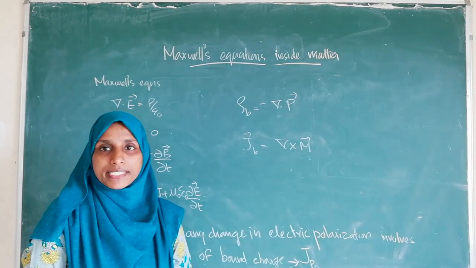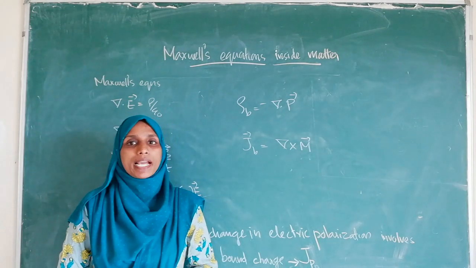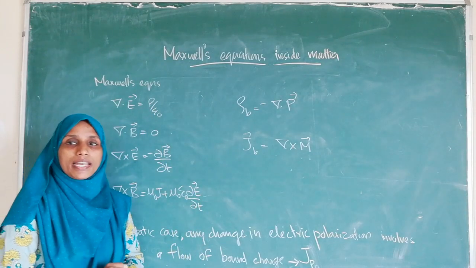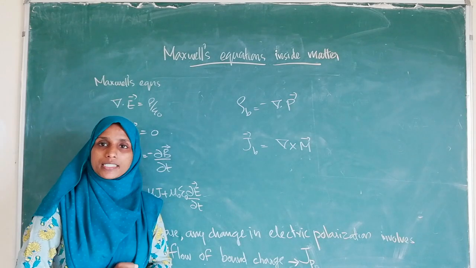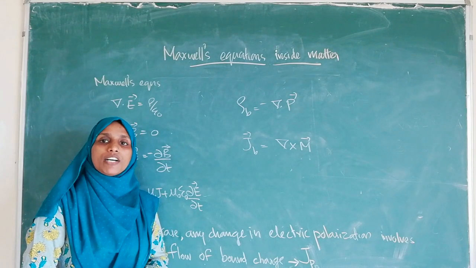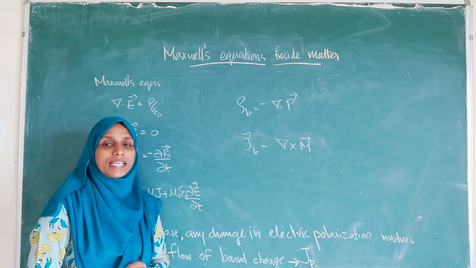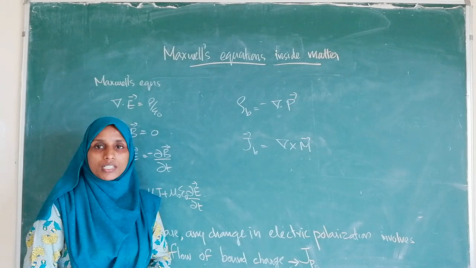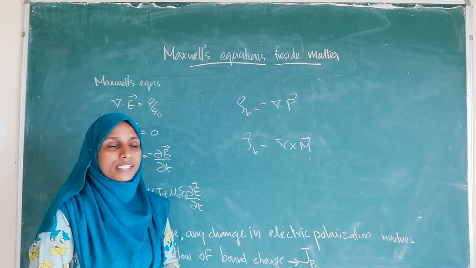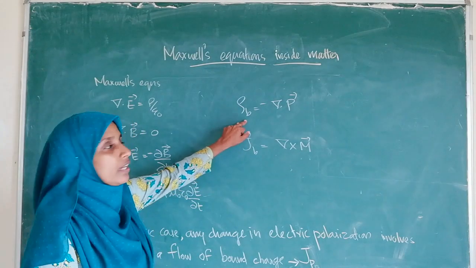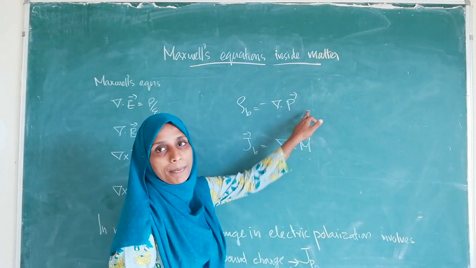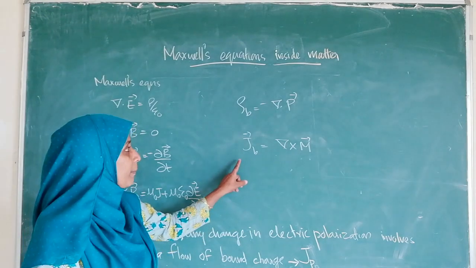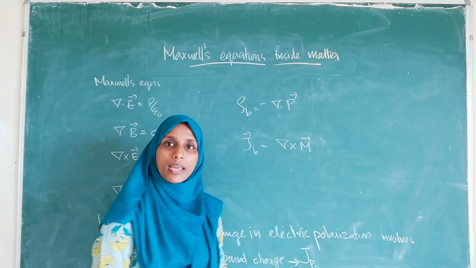When we consider a material which is subjected to electric and magnetic polarization, we have to modify these equations. In such a case, due to the electric and magnetic polarization, there will be the accumulation of bound charges and currents, which cannot be controlled using any external agency. Due to the electric polarization, the accumulation of bound charges will be rho B is equal to minus del dot P. Due to the magnetization, the accumulation of bound current will be JB is equal to del cross M.